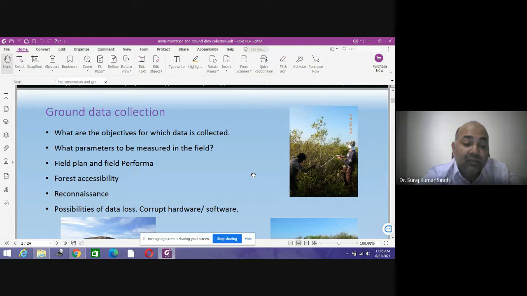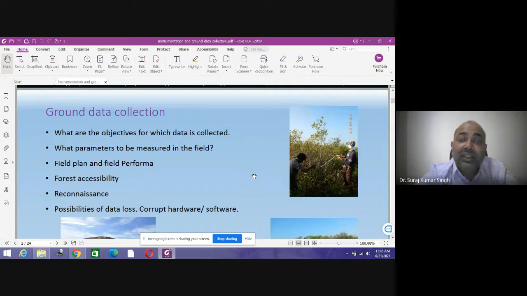You have to have a forest accessibility mapping. You will be doing various kinds of reconnaissance survey. It can be pre-field, prior to any investigation or prior to any mapping. It can be during mapping and it can be post mapping. So that all depends on the objective of your research. That all depends on the utility of the result. That all depends on the funding.